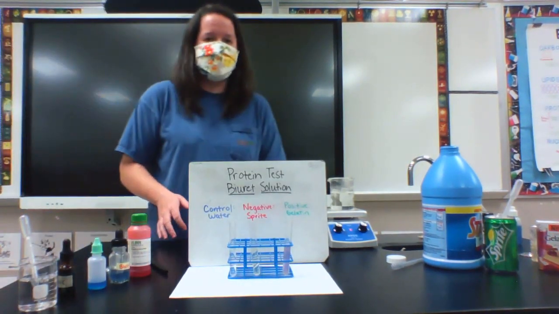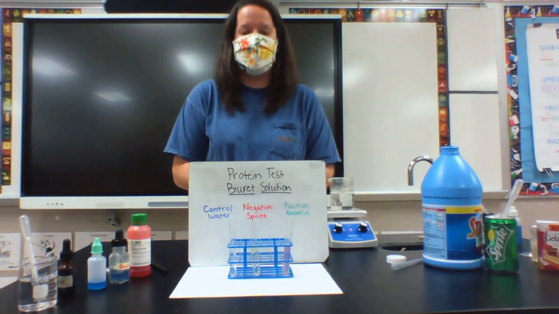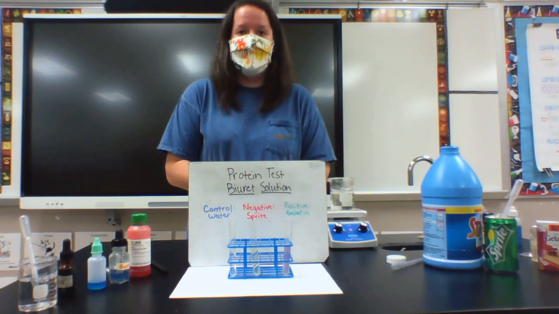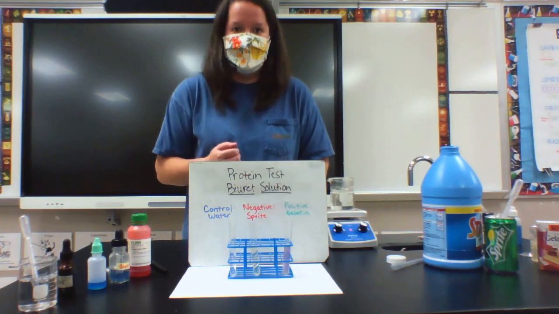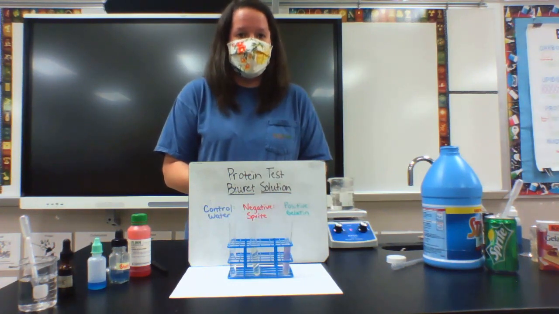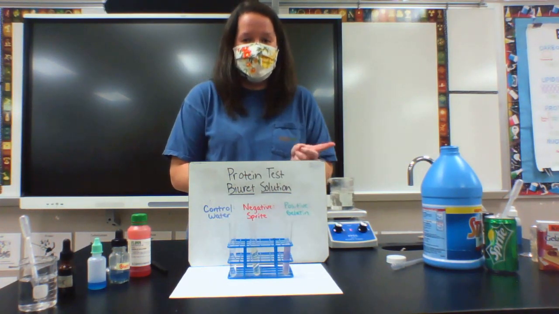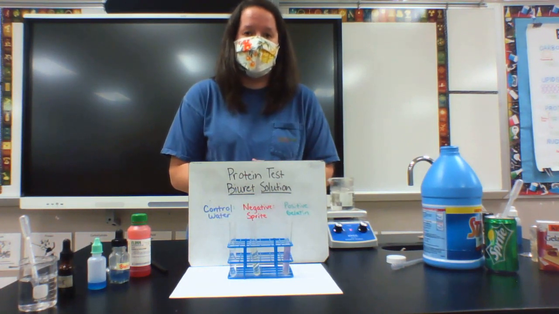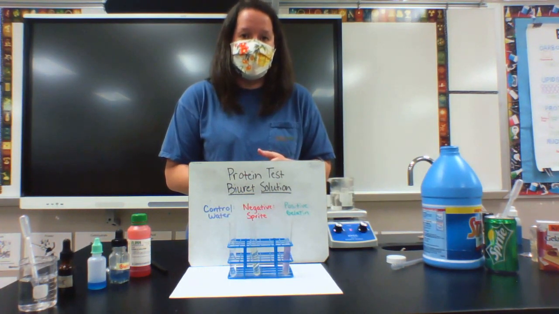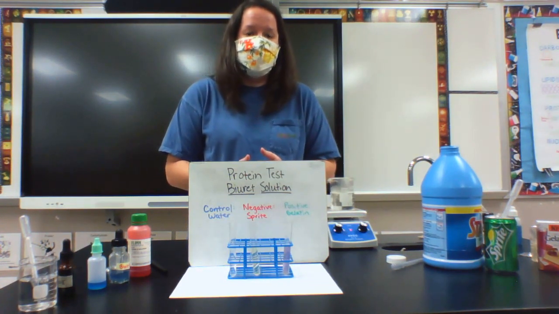Okay, our next test is the protein test. We use biuret solution to test for proteins in a solution. So we're still using water as a control. Water should not contain proteins in it. Our negative will be Sprite. According to the can, there are 0 grams of protein in Sprite, so that should be a negative result as well. Our positive substance will be gelatin.